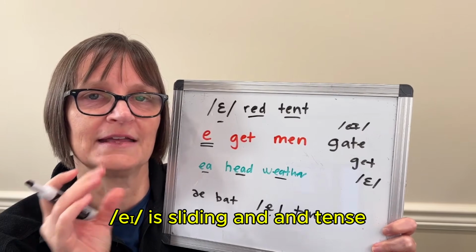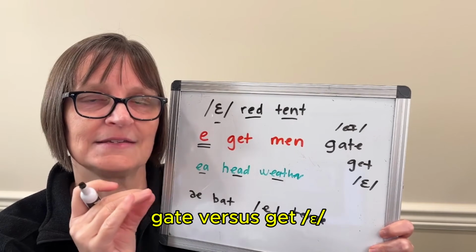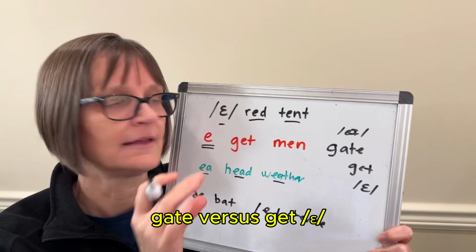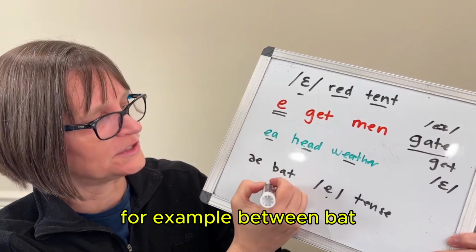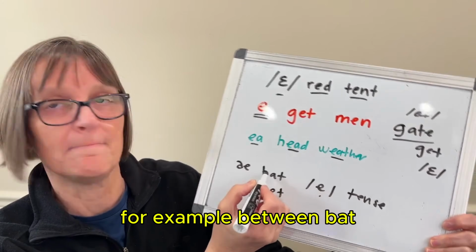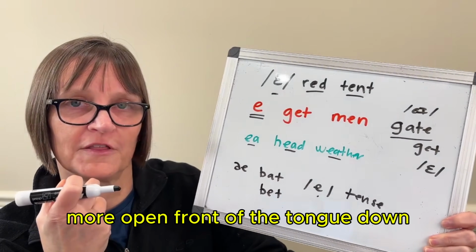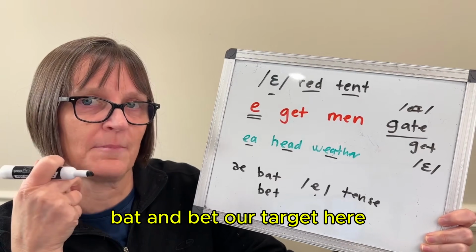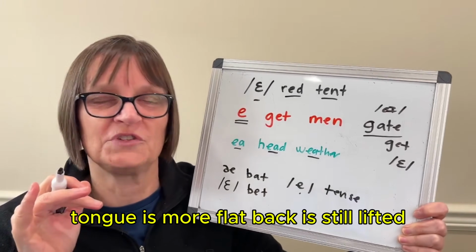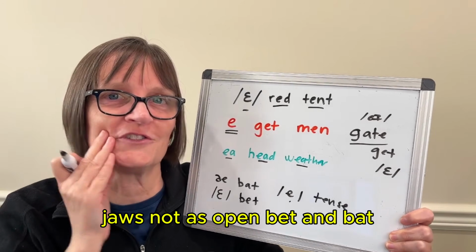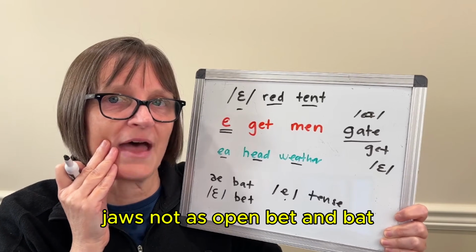A is sliding and tense, gate versus get. These types of contrasts can be helpful, as well as doing contrasts, for example, between bat, more open, front of the tongue down, back of the tongue lifted, bat, and bet, our target here, tongue is more flat, back is still lifted, jaw's not as open, bet and bat.